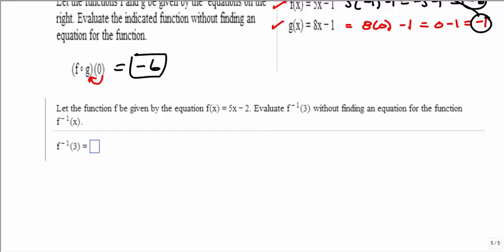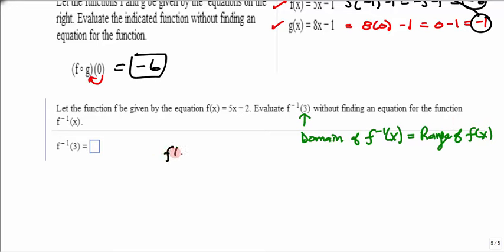Now we have to remember the business about the domain and the range swapping. This value of 3 is the domain of the inverse. The domain of the inverse, remember, is the range of my original function. So this is the information that we're going to use here. My original function, f of x equals 5x minus 2, the range would be the y value. So I replace the f of x with y, and since this is the range of my original, I plug that in for y. So I get y equals 5x minus 2.